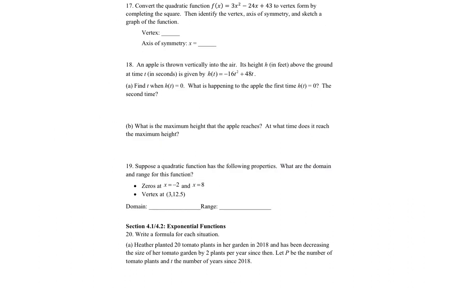Surprise, new tutor. So let's pick up back at number 17. Convert the quadratic function, this function, to vertex form by completing the square. Then identify the vertex, axis of symmetry, and sketch a graph of the function.